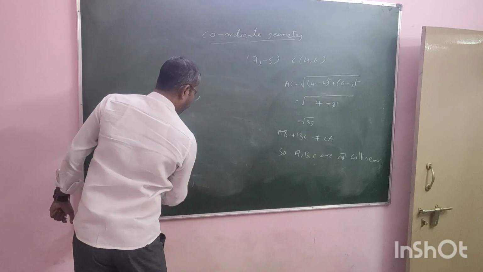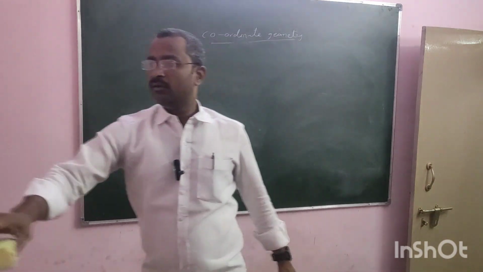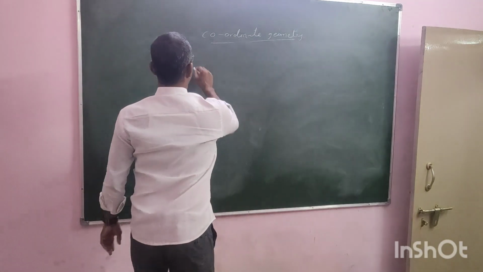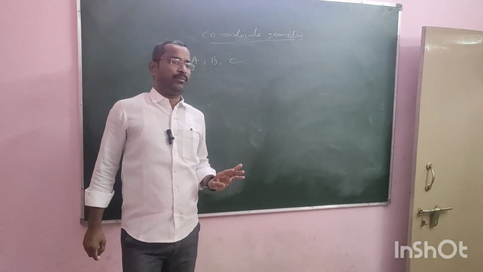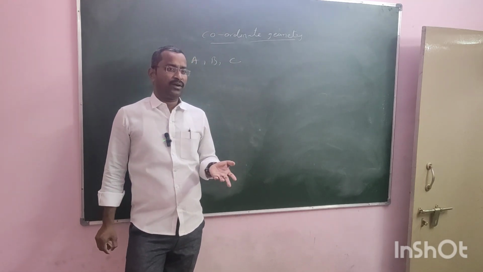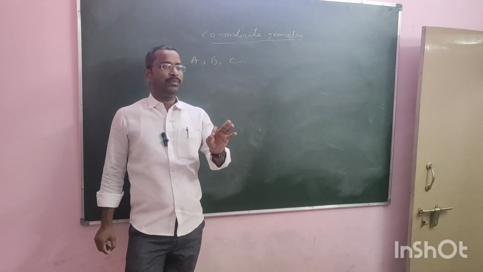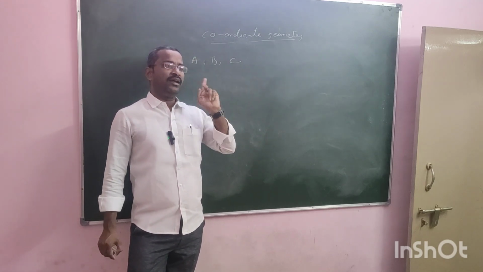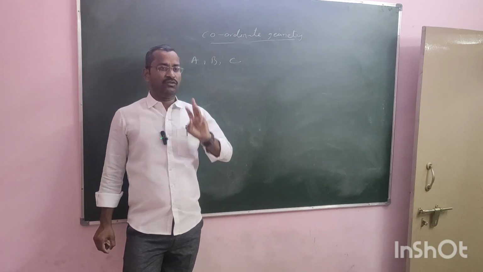based on the distance concept, for example, three points are given A, B, C. Then different types of questions will be asked: whether they form an isosceles triangle, an equilateral triangle, or a right angle triangle. Whatever the question, the first basic thing is to find the distance. AB, BC, CA. How many distances? Three distances you should find.